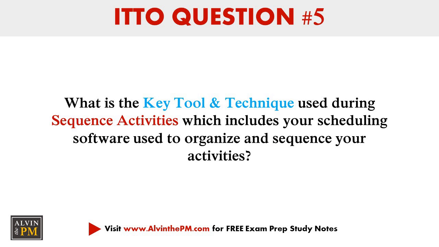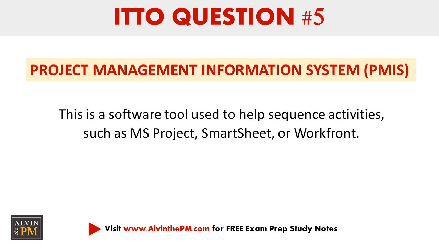Question 5. What is the key tool and technique used during sequence activities, which includes your scheduling software used to organize and sequence your activities? The correct answer is a project management information system, which is a software tool you typically use to help sequence your activities. Now for question 6.